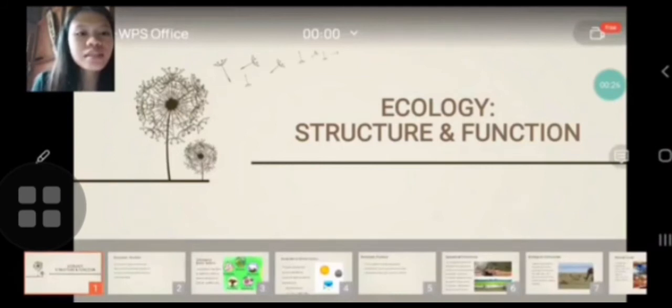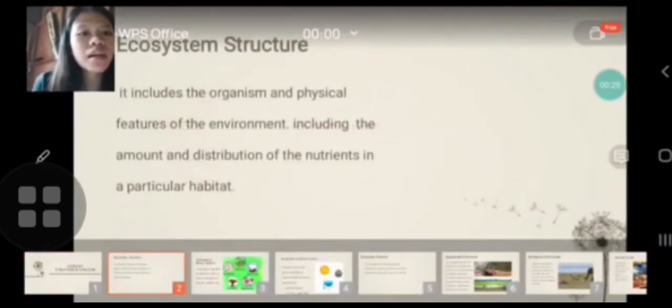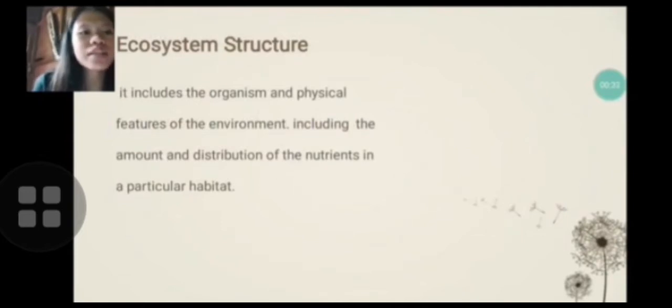So next, ecosystem structure. It includes the organisms and physical features of the environment, including the amount and distribution of the nutrients in a particular habitat. So when we say ecosystem structure, it includes also the distribution of energy in our environment. It is the climatic condition prevailing in the particular environment, like living organisms and non-living organisms. So I have here the two main components of ecosystem structure.